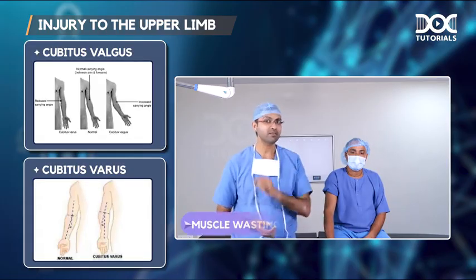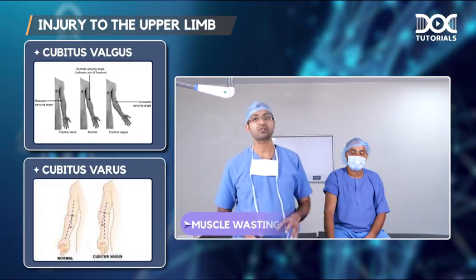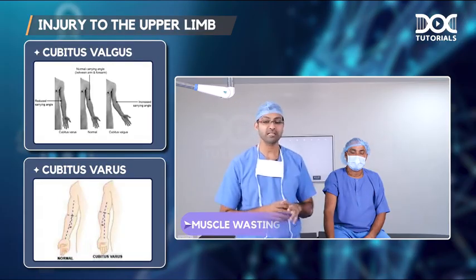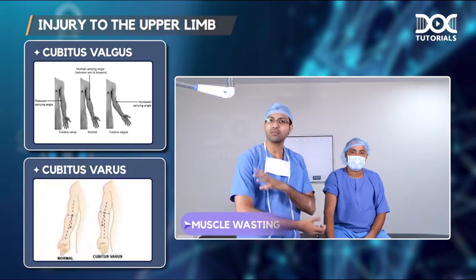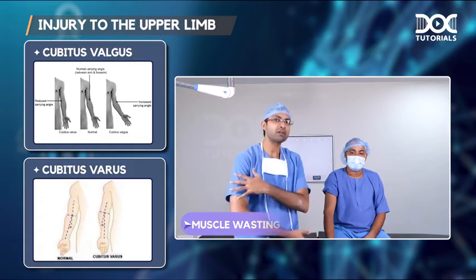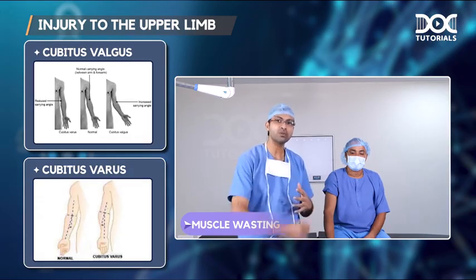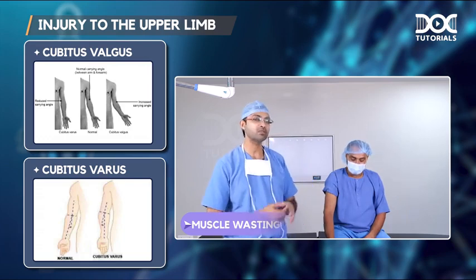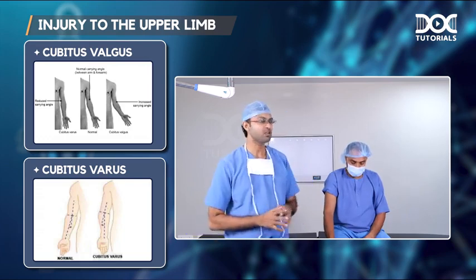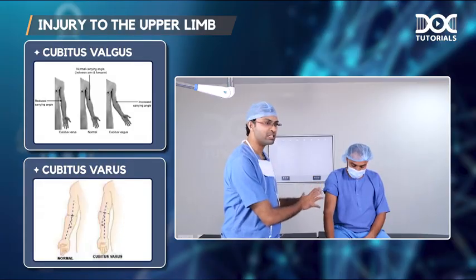Then look for muscle wasting. In most orthopedic disorders, you will have some amount of muscle wasting because of disuse atrophy. If there is an abnormality in a particular joint or in a particular arm, the patient is not going to move that arm, and this is going to cause disuse atrophy of the muscles. So this will cause wasting of the muscles. So these are the things that you do in inspection.